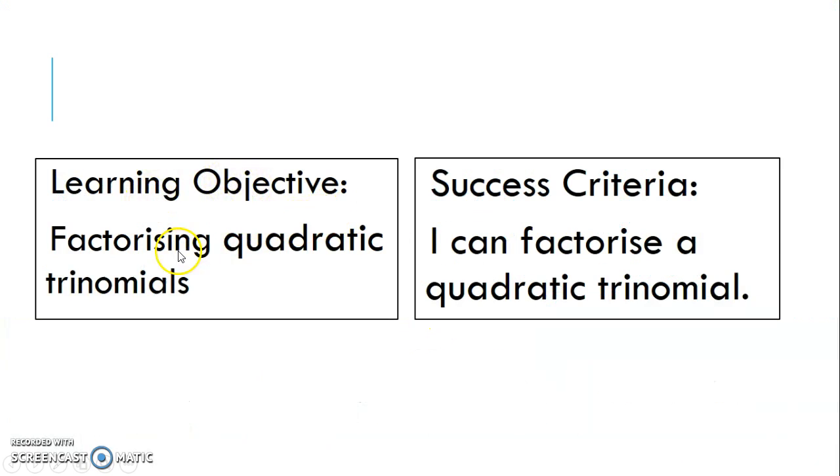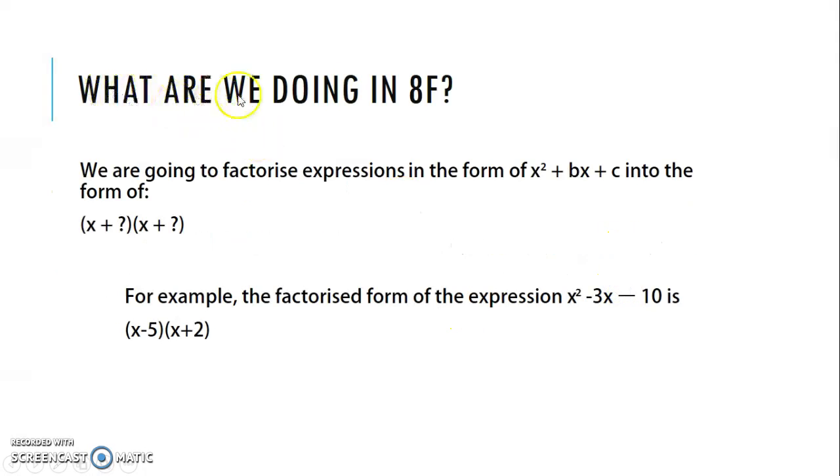Learning objective: factorising quadratic trinomials. The success criteria is that you are able to factorise a quadratic trinomial. In AF, this is what you're doing. You're going to factorise expressions which start off in the form x squared plus bx plus c into the form of a bracket x plus a number, and in another bracket, x plus another number.